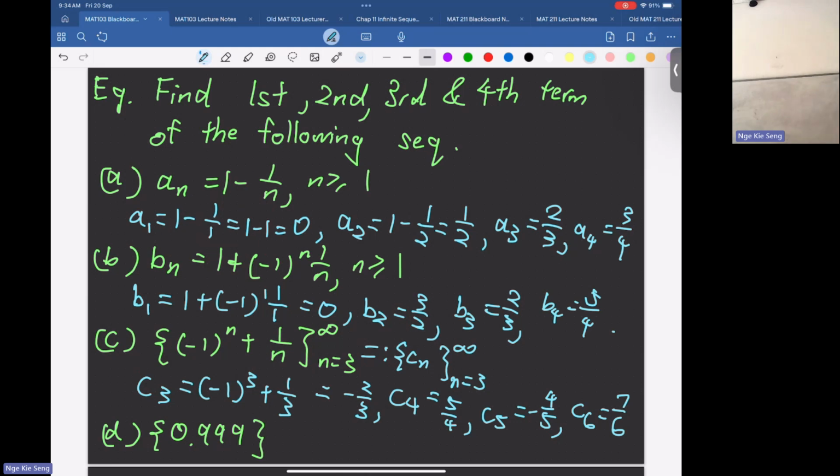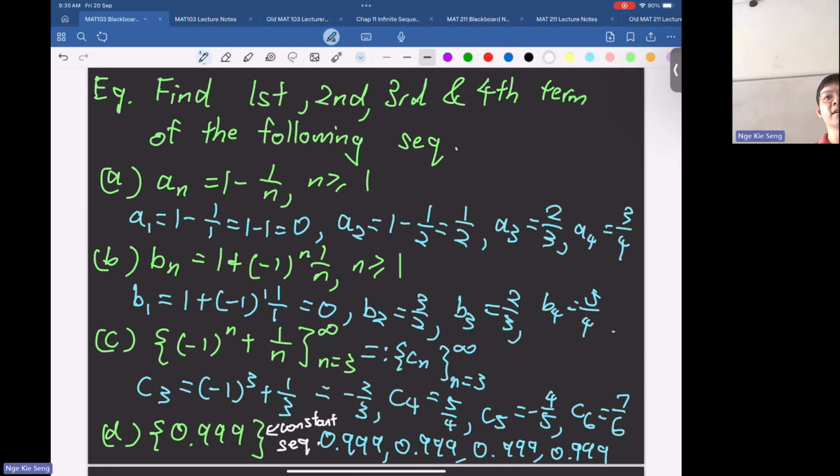0.999 bracket. What does this mean? Only one number inside it. Repeat itself. So meaning this sequence is a constant sequence. Every term is the same number. So meaning the first term, second term, third term are just 0.999, 0.999, 0.999, 0.999, 0.999. Okay, so this is what we call a constant sequence. So this kind of constant thing is very important.